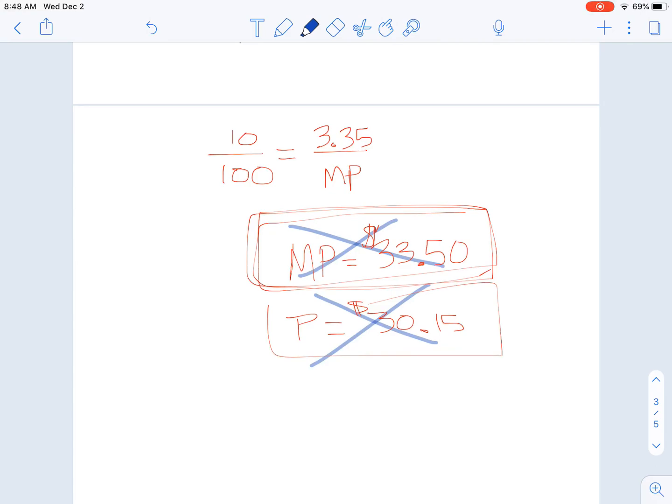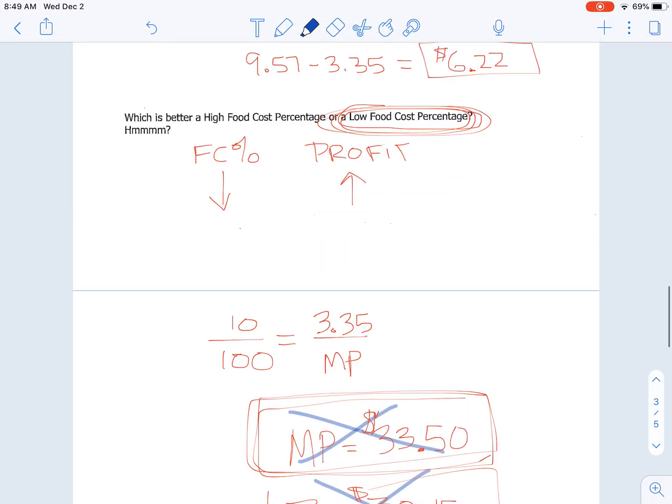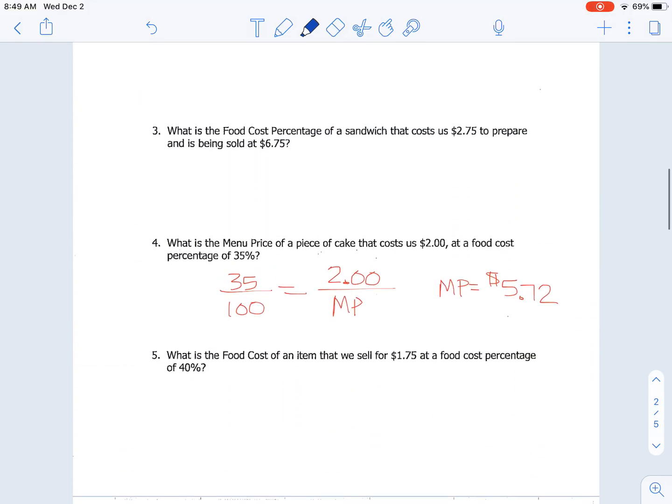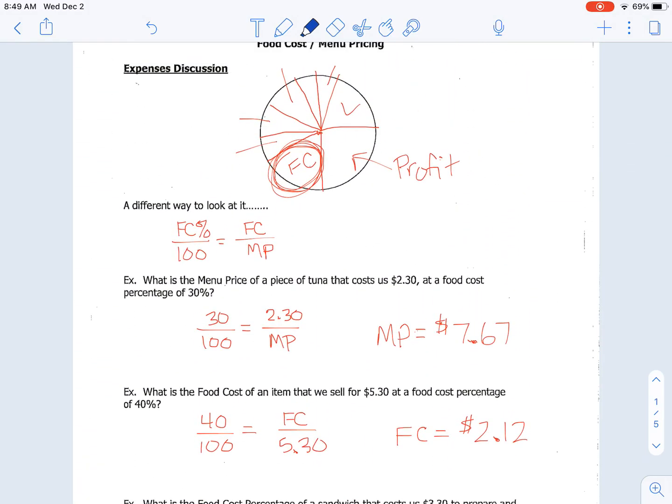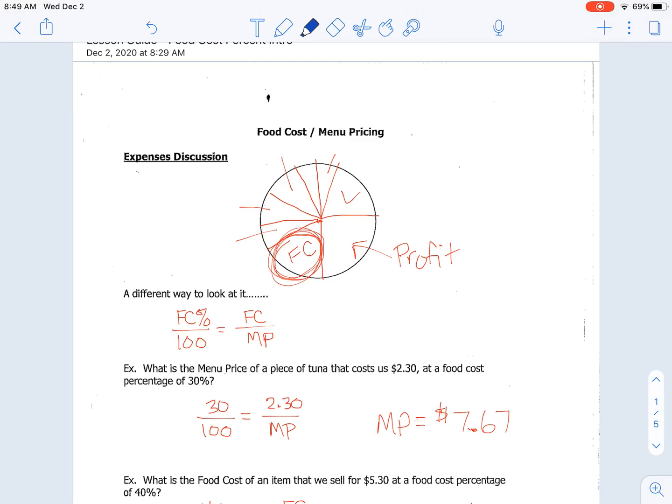So when you're picking a food cost percentage, you need to be cautious about the location of your restaurant and the clientele, because if you pick too low of a percentage, your menu prices are going to be super high and nobody's going to come to your restaurant. All right, you've got to kind of be aware of your market, if that makes any sense to you. So that's our introduction to food cost percentage.